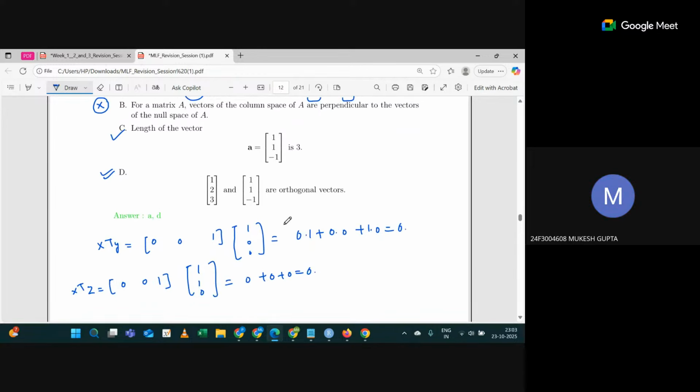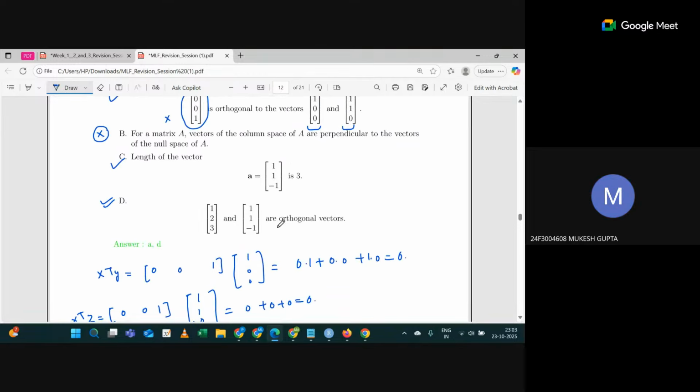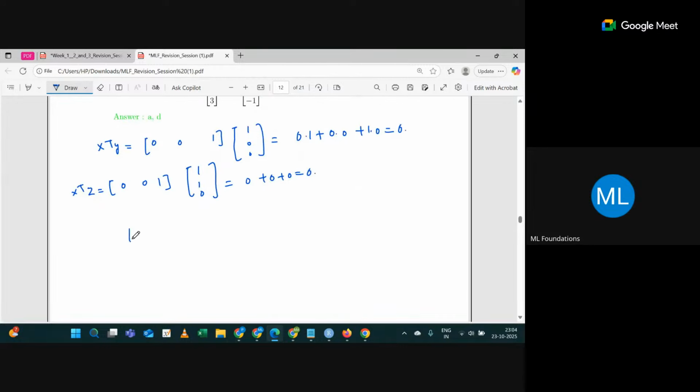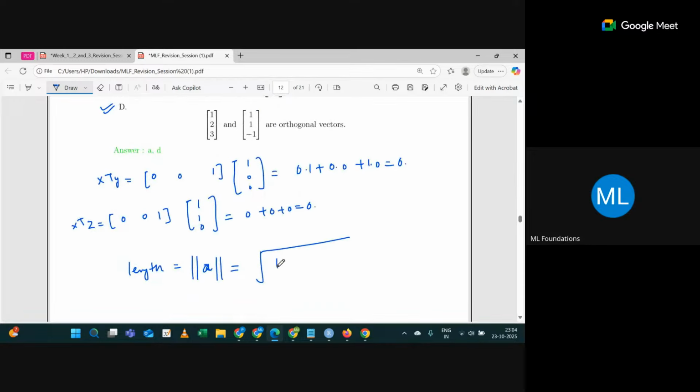Option B is wrong because the column space is perpendicular to the left null space, which is A transpose basically. If it were written as row space, then it would be correct, because row space is perpendicular to null space. Understood? And the length should be the square root of 3. Whenever you calculate the length of any vector, here it is A, it is the square root of 1 squared plus 1 squared plus (-1) squared. So it should be the square root of 3.